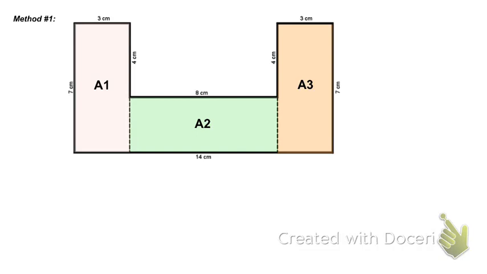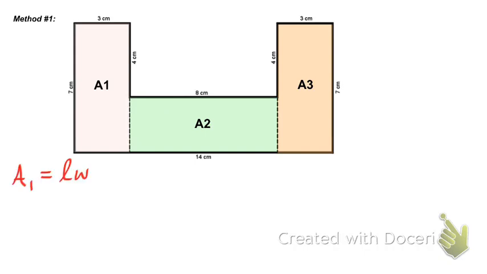So we've got three sections to worry about. We have the area of the first rectangle, a second rectangle, and a third rectangle. So ultimately, if I find the area of the rectangles and add them together, I'm going to get the total area of this composite figure.